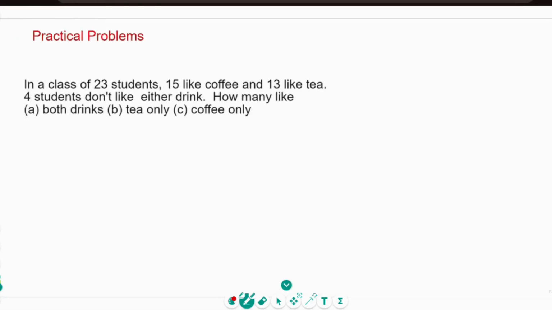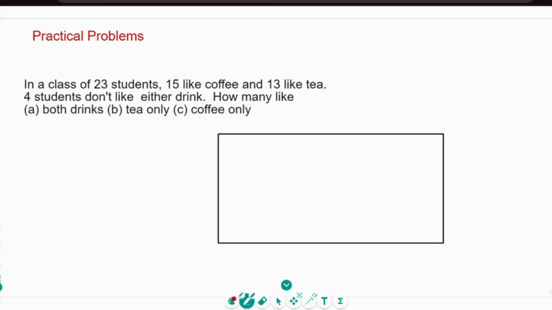Right, we're going to look at our practical problems now. In a class of 23 students, 15 like coffee, 13 like tea. 4 students like neither drink.